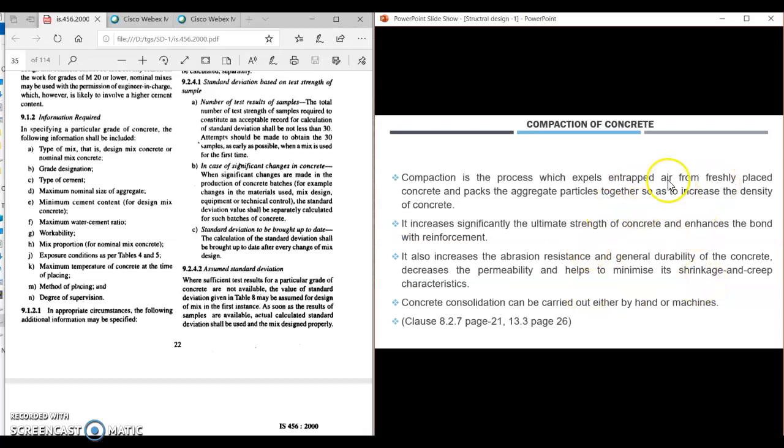Then after placing, you have to compact the concrete. Compaction is the process of expelling the entrapped air from the fresh concrete and getting a densely packed concrete. It enhances the good bond between aggregate and reinforcement. It also increases the abrasion resistance and durability of the concrete, decreases the permeability, and minimizes the shrinkage and creep characteristics. The compaction can be done by hand or machine compaction.